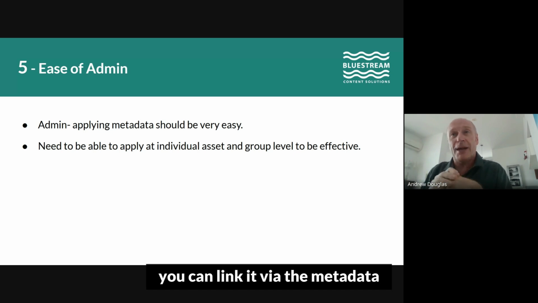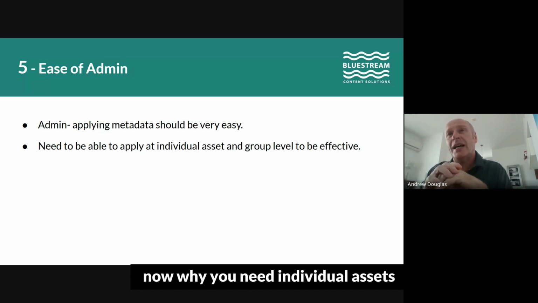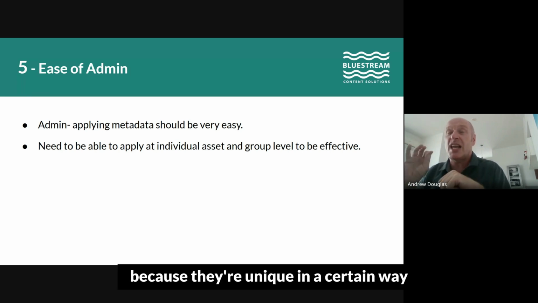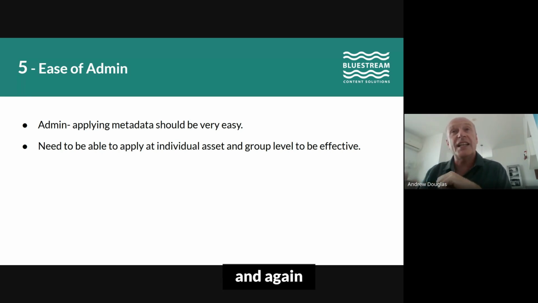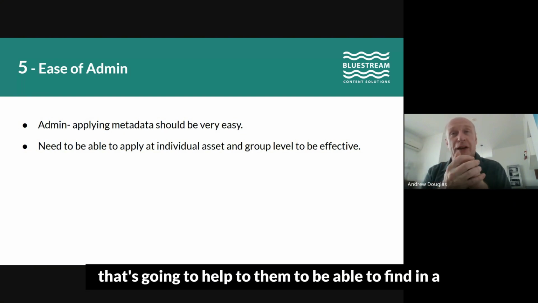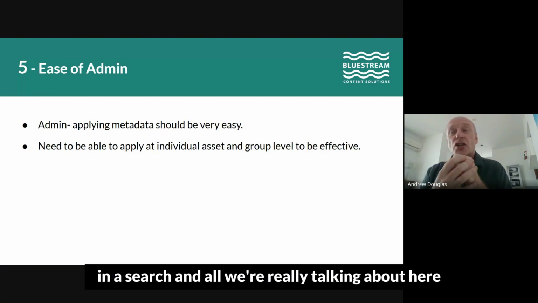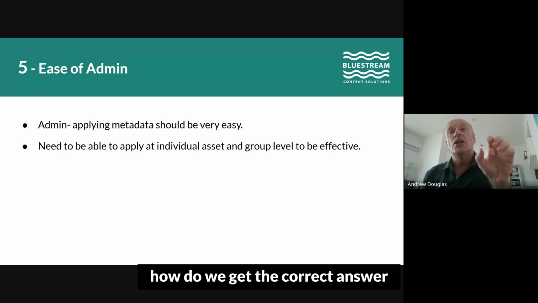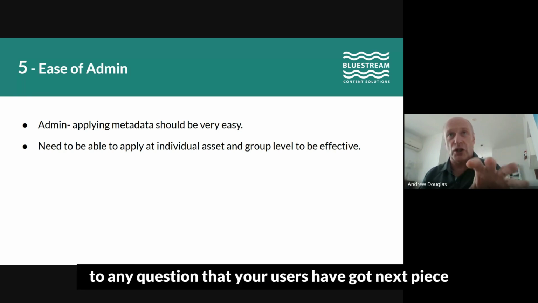You can link it via the metadata. Now, why you need individual assets is that you're going to have certain assets that should have certain pieces of metadata because they're unique in a certain way. And again, that's going to help them to be found in a search. And all we're really talking about here within a portal, when you simplify it down, is how do we get the correct answer to any question that your users have got.